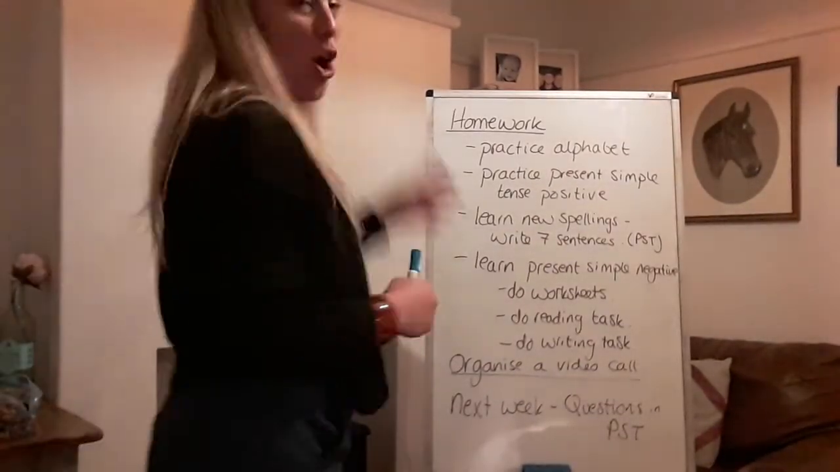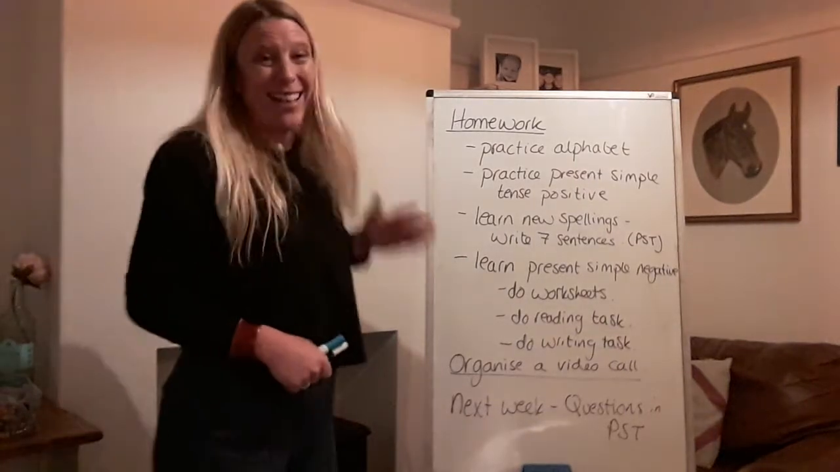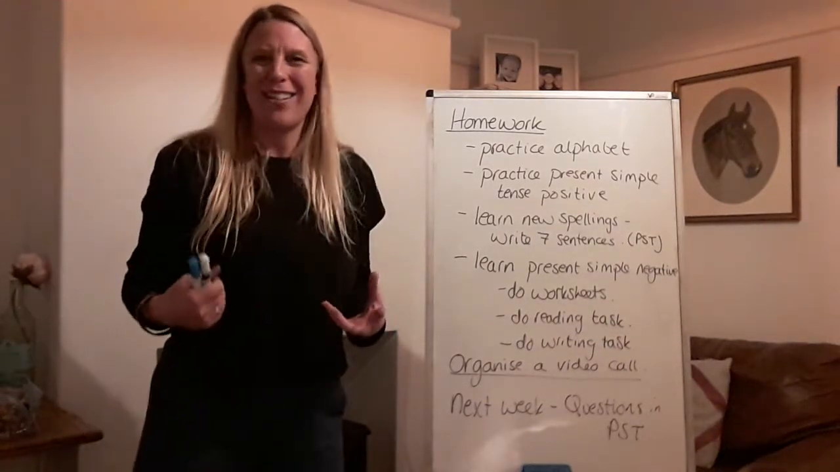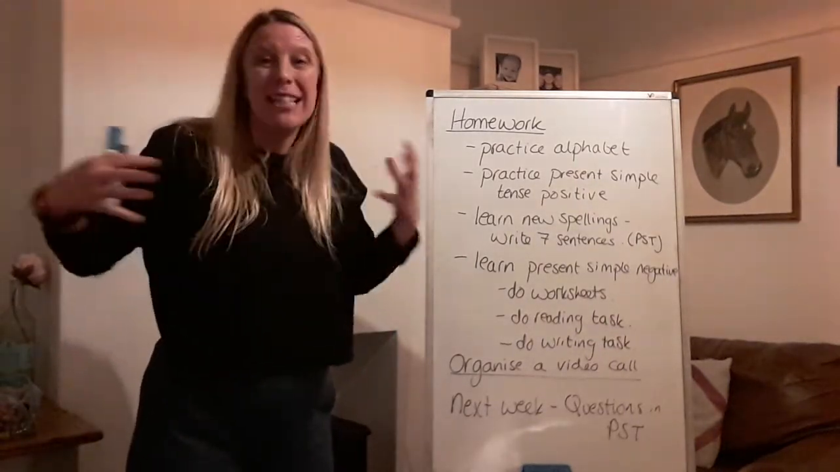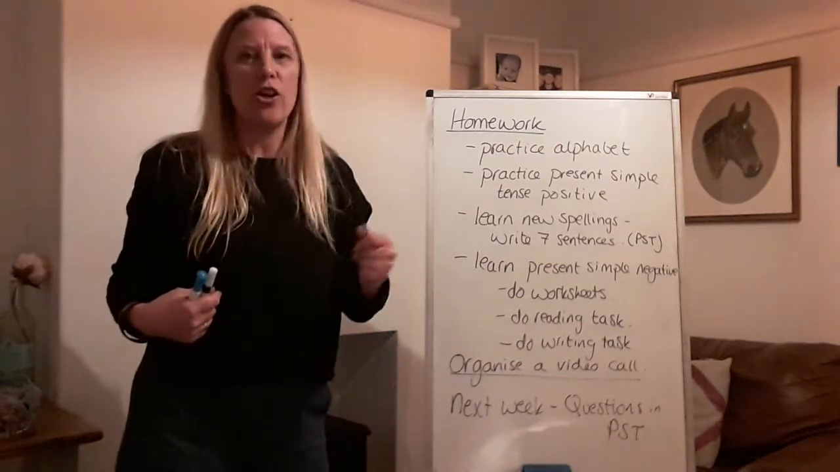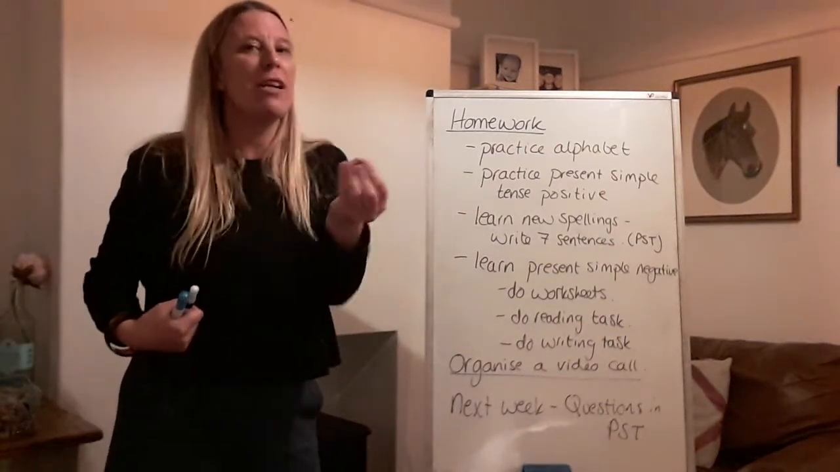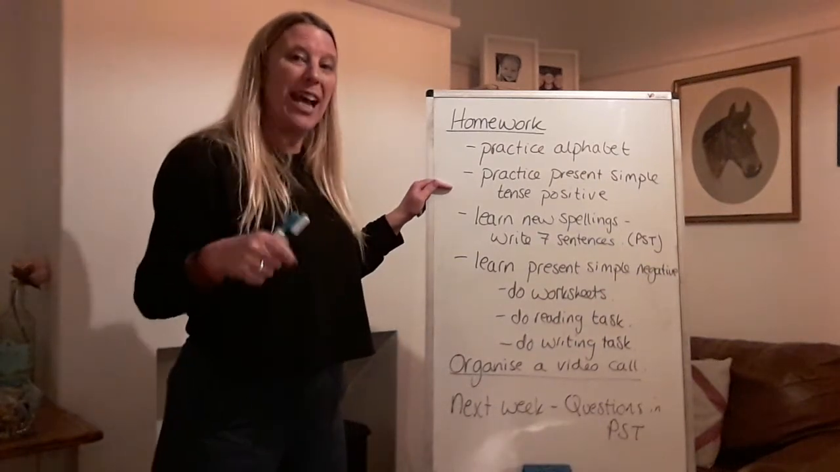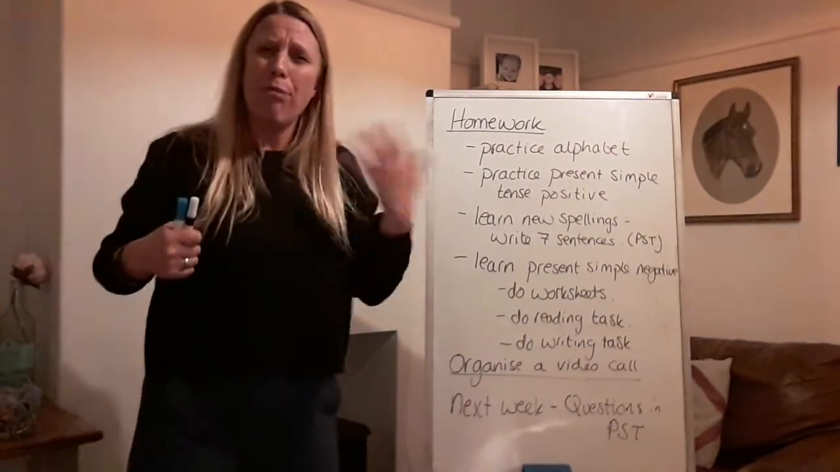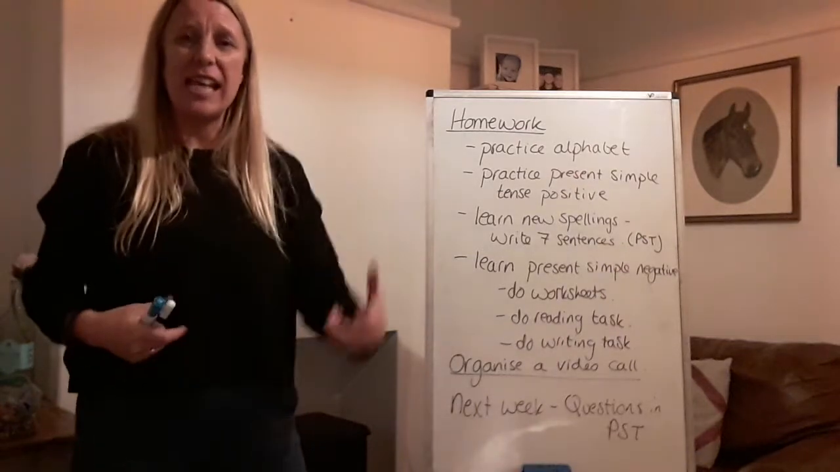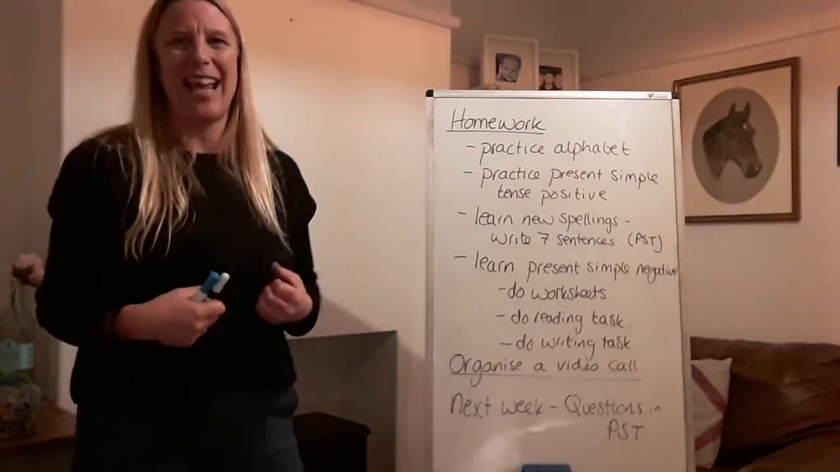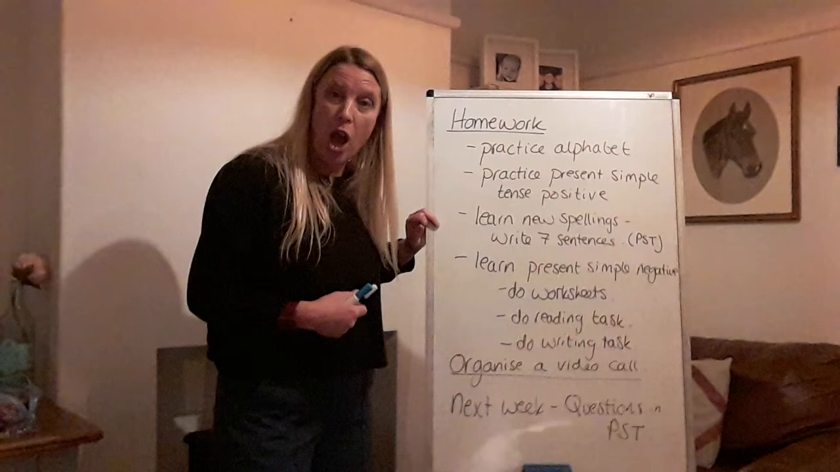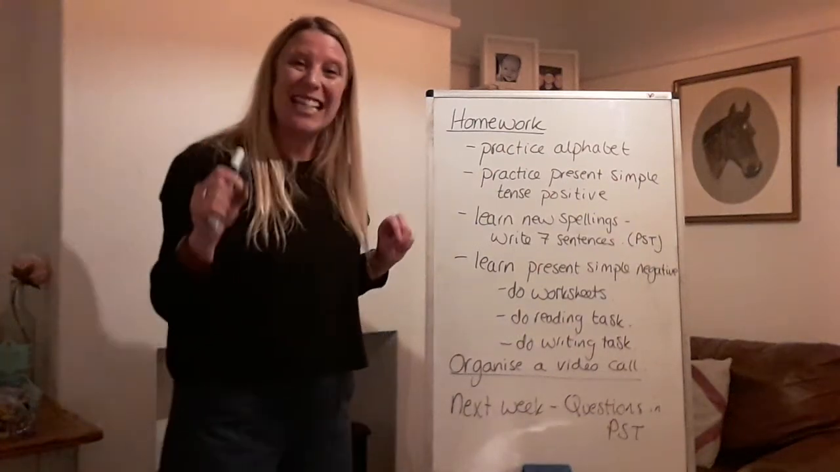Okay, so your homework. Practice your alphabet. Always practice. A, E, I, O, U, A, B, C, D. Practice, practice. Get really good, really quick, really good pronunciation. Practice your present simple tense positive from last week. Keep practicing that. I live, he lives, she lives. Keep practicing, okay?